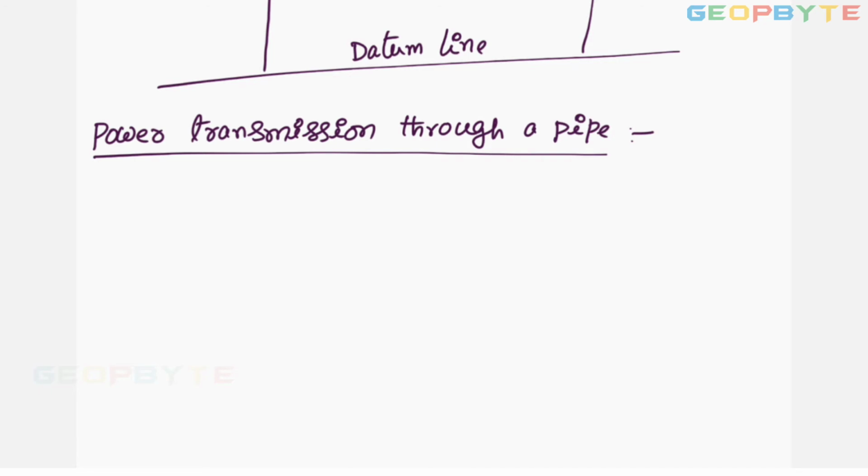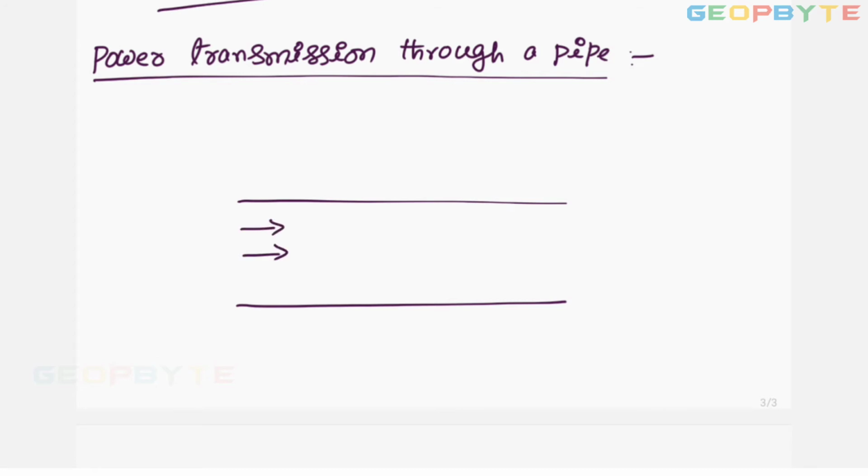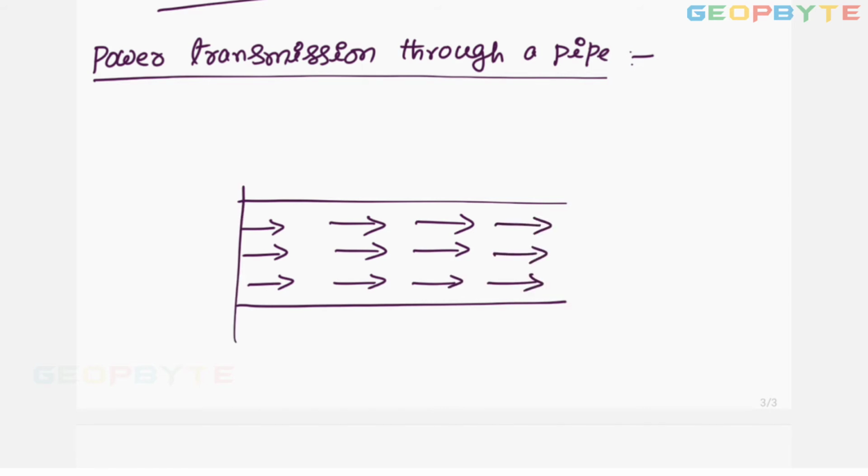Next concept is power transmission through a pipe. Let us take a pipe. Listen carefully. This pipe is carrying some liquid. That liquid may be water, like our municipality pipeline. At the entrance of the flow, the head available is H. But while the liquid is flowing from state 1 to state 2, there is a loss, mainly major loss, that is head loss due to friction. Then what is the head available at the outlet of the pipe? H minus HF.